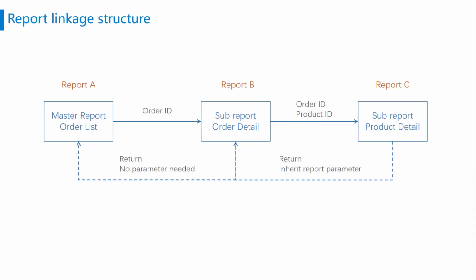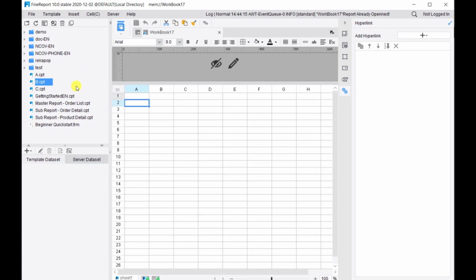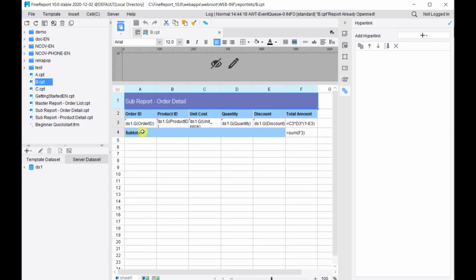Now let's go back to the report linkage structure again, and we will design the hyperlinks of report B. We can see that report B will pass order ID and product ID to report C. At the same time, report C will return to report B and also inherit the report parameter. Here we open report B, which is the order details, to add the hyperlinks of product ID.